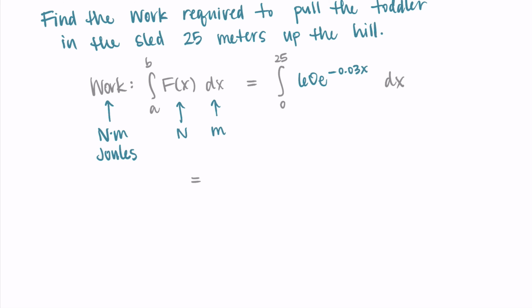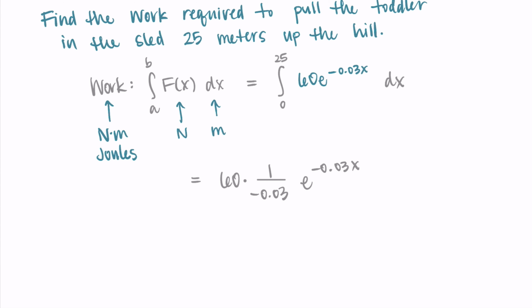So I'm going to do a little bit of a shortcut here. You could do a u substitution if you wanted to be more formal, but I know that I'm going to need to divide by that exponent, the constant. So I really have 60 times 1 over negative 0.03, and then I have e to the negative 0.03x. This is because of chain rule when we take the derivative. The derivative of e to the something is e to the something times that derivative of the something. And so we need that 1 over negative 0.03 on the outside to cancel out.